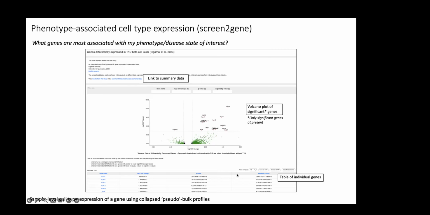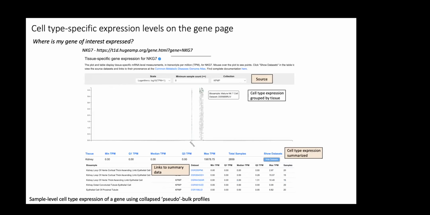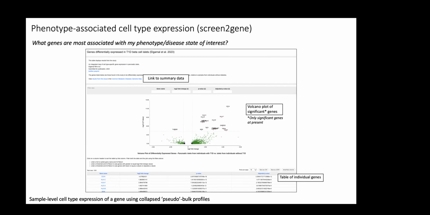All right. So okay. And then you can also look at individual genes. You can also filter by gene of interest. So if you're interested in knowing whether your favorite gene has changes in expression, then you can look that up as well. Okay, so those are two ways that you can look at gene expression data: expression of a gene on the gene page, and then also changes in expression associated with a phenotype.